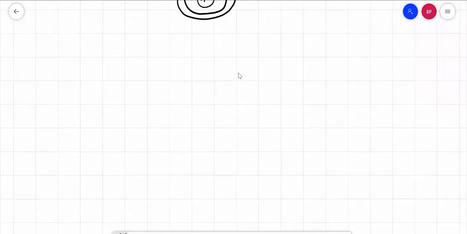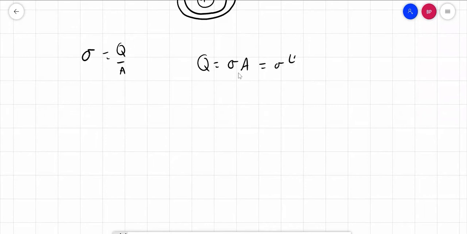If you know sigma, you know the charge density. This, remember, is the charge per area. So to find the total charge, you multiply by the area. So we have a sphere here, so we multiply by 4 pi r squared. And with these values, that does not give you 30.